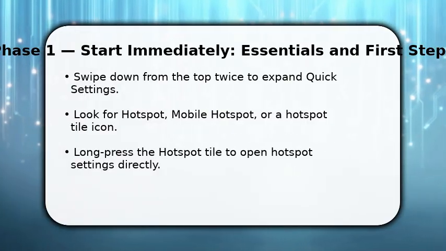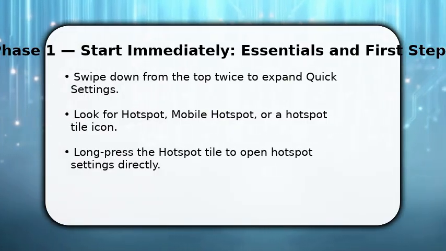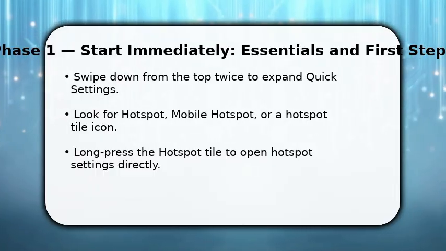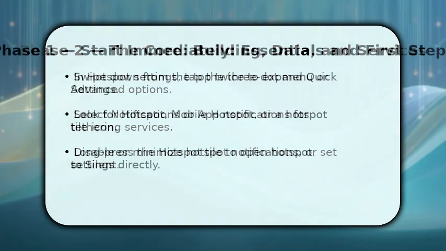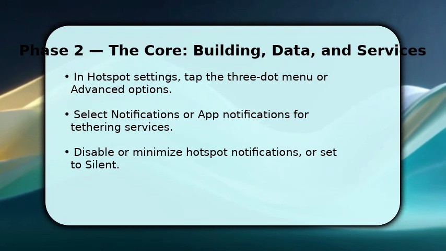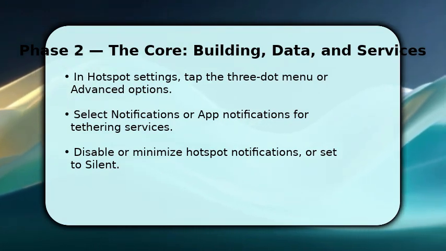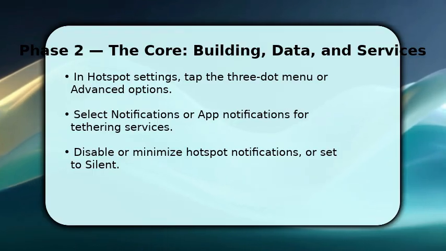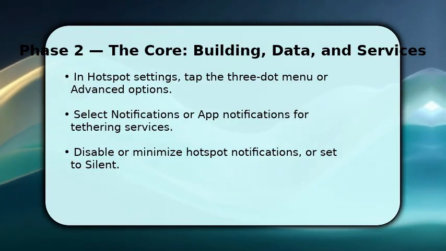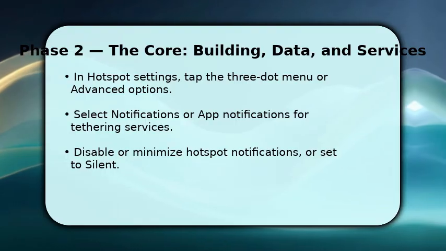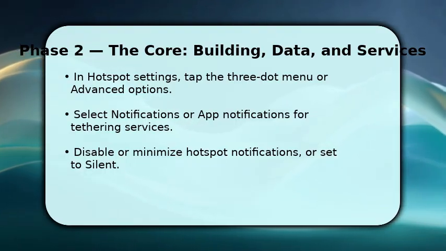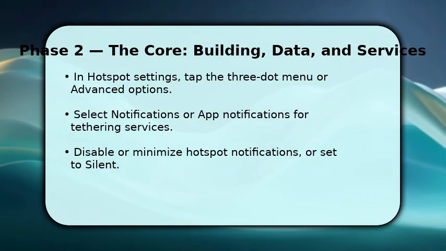Make sure the hotspot is off while exploring options so you won't accidentally disconnect devices as settings change. Now you dive into notifications for the tethering service so you can control alerts. Tap the three-dot menu or Advanced, then choose Notifications or App Notifications for the hotspot or tethering entry. This reveals the different alert channels.